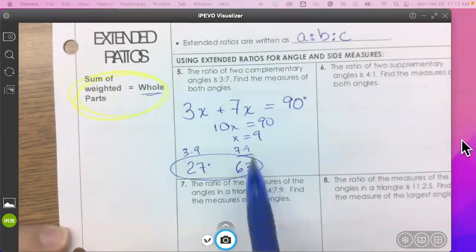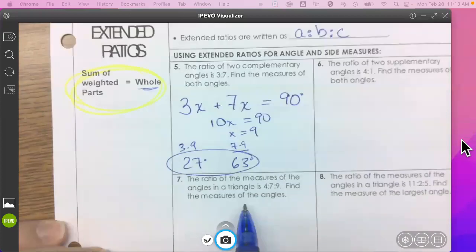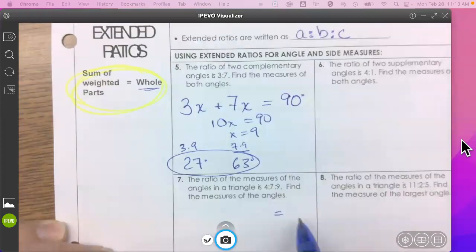We can use that same process to do explicit ones that have to be done by extended ratios. So look at number 7, please. The ratio of the measures of angles in a triangle is 4 to 7 to 9. Find the measures of the angles. So what's the whole in this case?